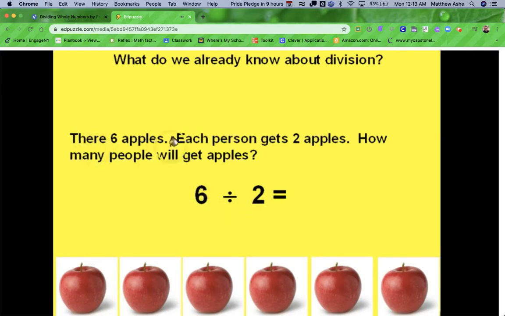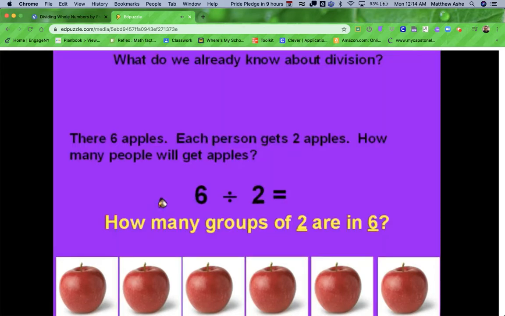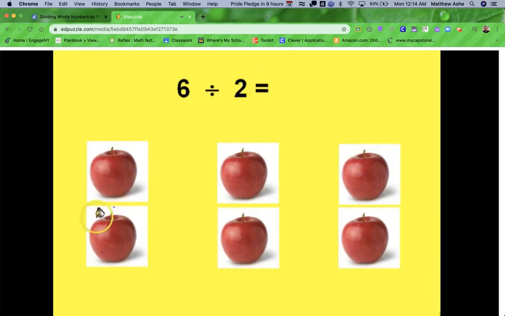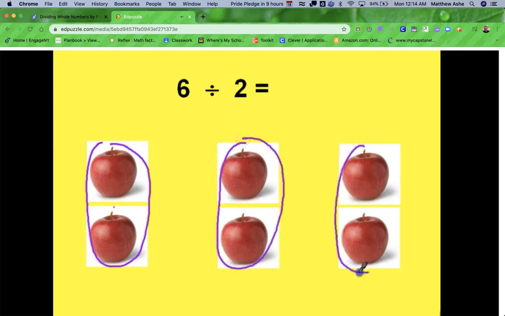If there are 6 apples and each person gets 2 apples, we can figure out how many people will get apples by using the division equation 6 divided by 2. To solve this division problem, we first need to ask ourselves, how many groups of 2 are in 6 wholes? That means we need to take our 6 apples and put them into groups of 2. Now we can count how many groups of 2 we have. We see we have 1 group of 2, 2 groups of 2, and 3 groups of 2. That tells us we have 3 groups of 2 in 6 wholes, and 3 people can get apples.